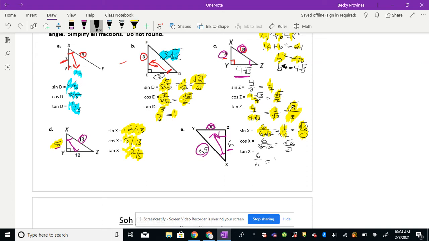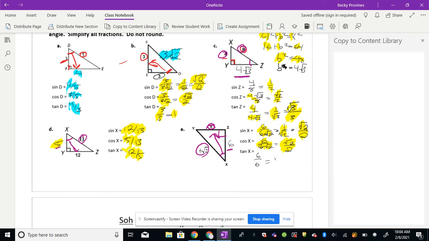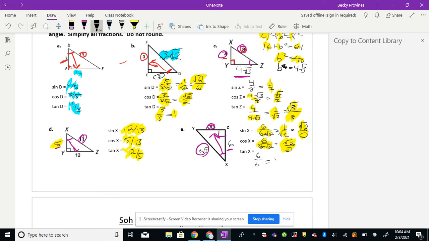Cosine of x, now our adjacent is going to be 6. That is going to be over the hypotenuse again of 6 root 2. So we again have 6 over 6 root 2, which will be root 2 over 2. Tangent of x, this is the easier one. If we do opposite, that's going to be 6, over adjacent, which is also 6. So 6 over 6 is going to give us 1.